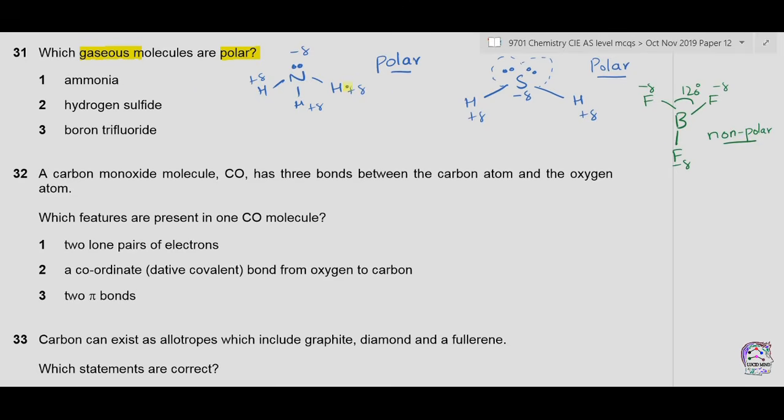In the first two we have unequal or unsymmetric distribution of electrons around the central atoms, therefore they are polar in nature. So options 1 and 2 are correct, so therefore the answer is B.